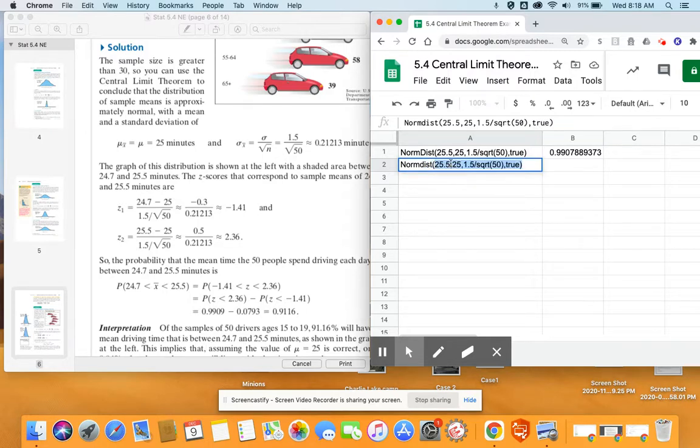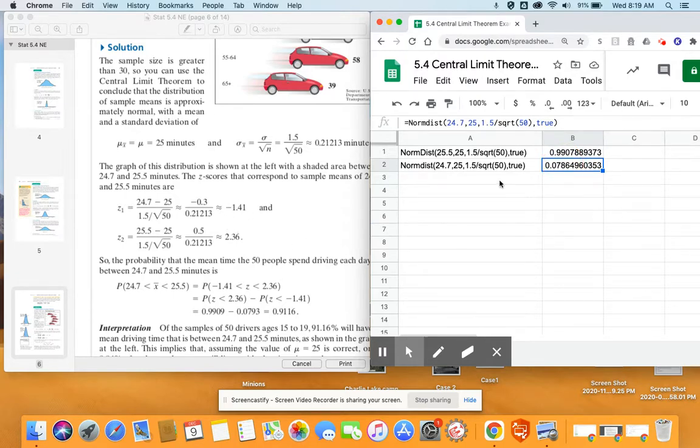Okay, this time we're going 24.7, mean of 25, standard deviation 1.5 divided by SQRT of 50, comma, and the word true. Good. We'll copy that over to here. Put our equal sign in front. And we got 0.07864. The textbook got 0.0793. Again, much more accurate here. They're using a rounded z-score.